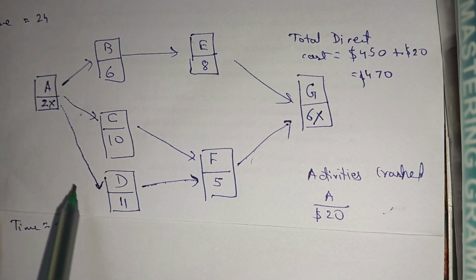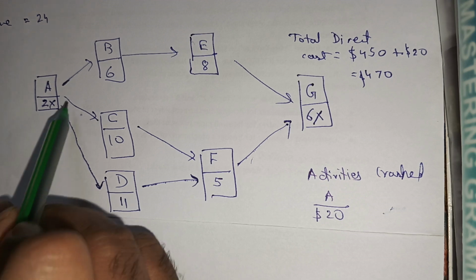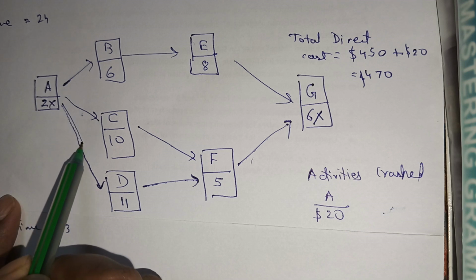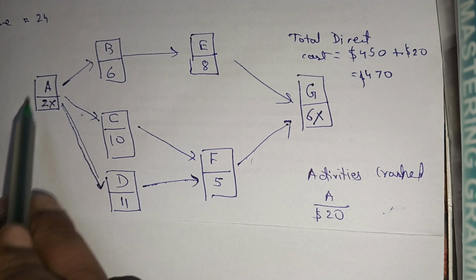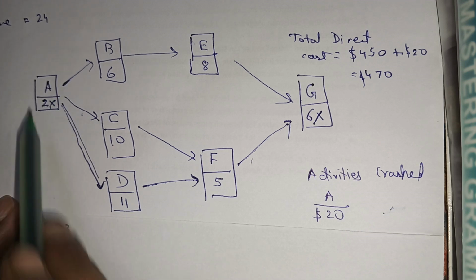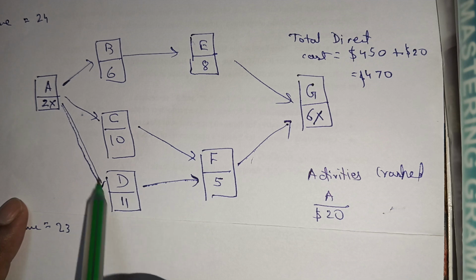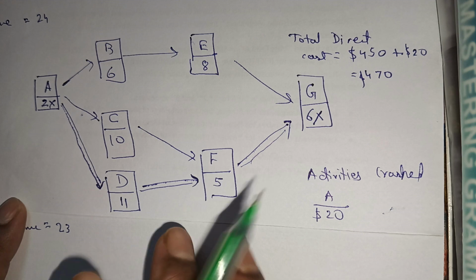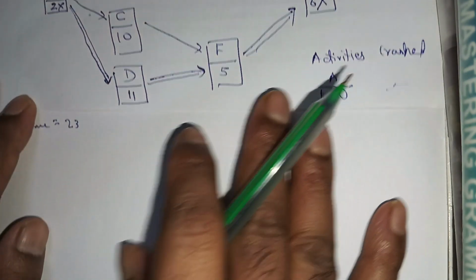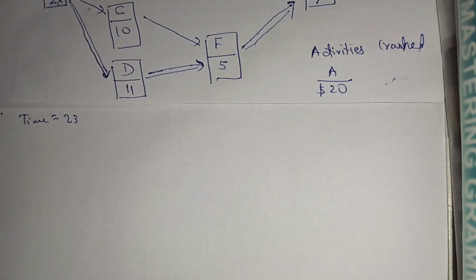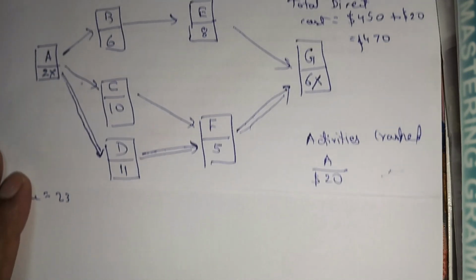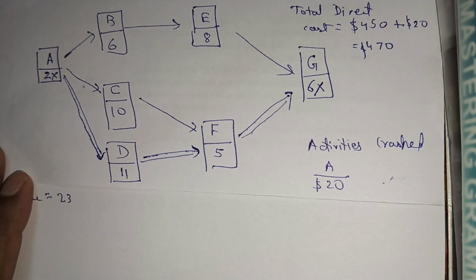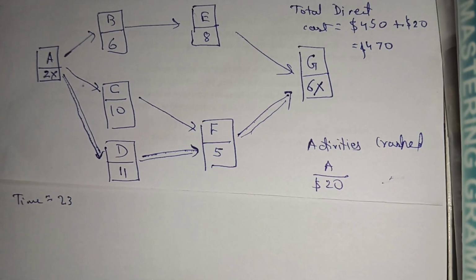So has the longest path changed? No, it is still the same. We crashed activity A, so it is still the same. So we'll not touch that anymore. D and this. As I told you before, with the shortcut, we keep all the activities the same, and we leave blank spaces only for the activities which we are crashing.